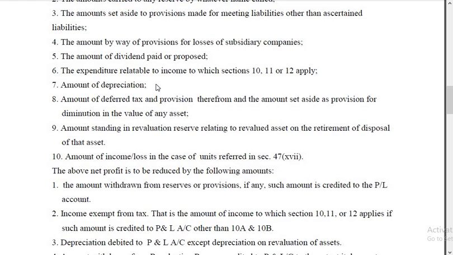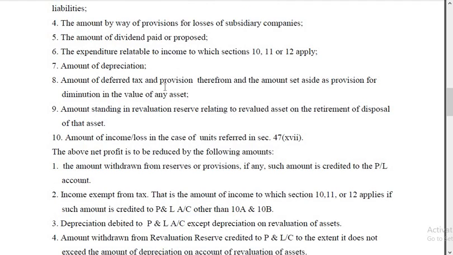Amount of depreciation which is debited to profit and loss account by the accountant. Amount of deferred tax and provision therefrom, and the amount set aside as provision for diminution or decrease in the value of an asset. So deferred tax arises on account of differences in timings. Amount standing in revaluation reserve related to revalued asset on the retirement or disposal of the asset.